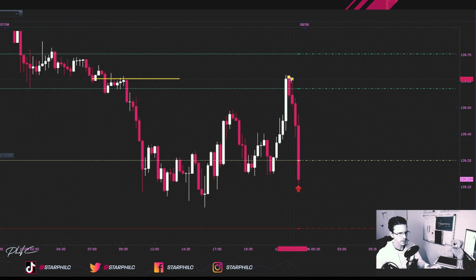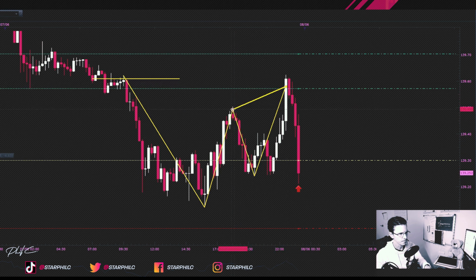This structure level and then immediately rolling over right here, hitting double targets. And this was, I'll draw it in for you right here. So you can see the W formation at play, which is a Gartley pattern. That is what this is.